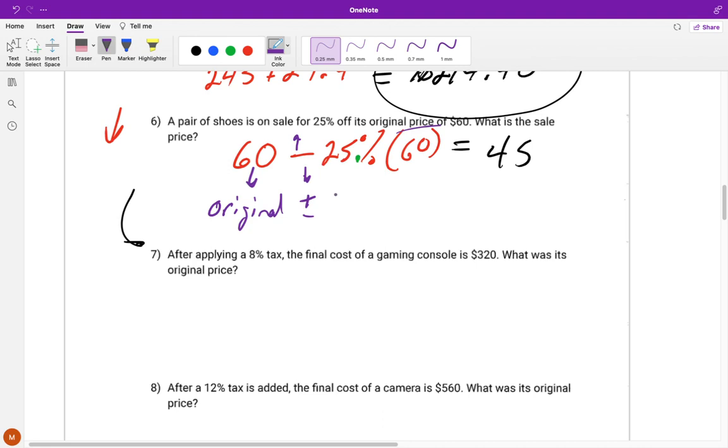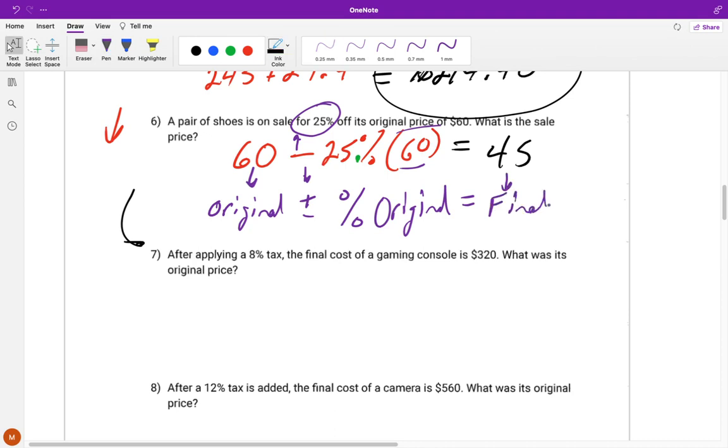This 25% was the percentage that was given to us in the problem. 25%, 8%, whatever it is, that's our percentage. 60 we know is our original amount. So it's percentage of our original amount. And 45 was what we paid at the end. So it was equal to our final or ending amount. So this is one of the ways we can solve this by creating this equation.